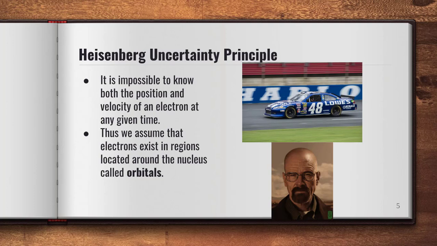So based on this information, we really can't describe electrons moving in set paths because we would then know their exact location. So we assume that they exist in regions located around the nucleus known as orbitals. These are three-dimensional spaces where the electron is most likely to be found.